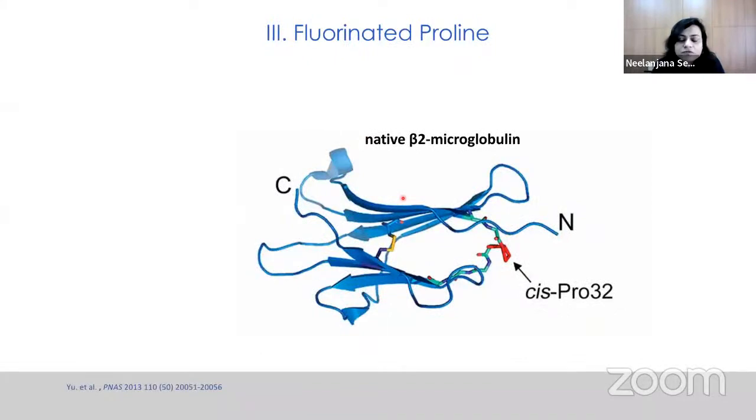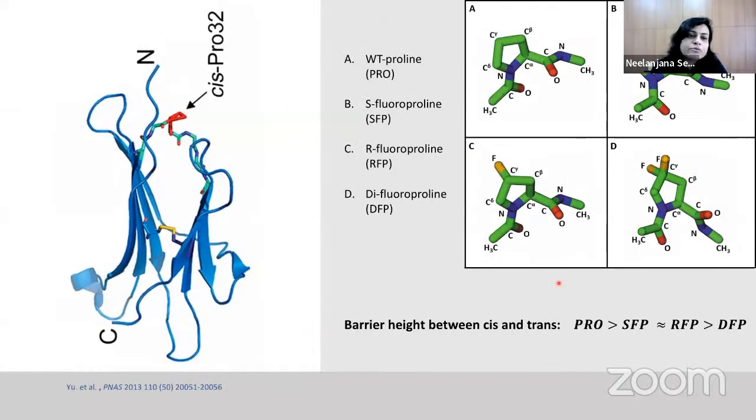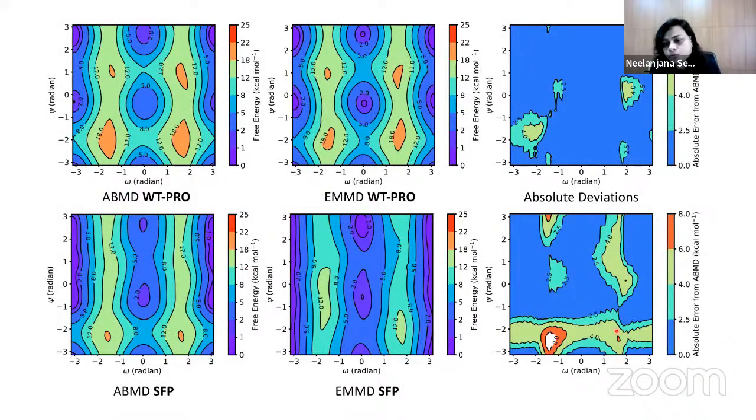Then we tried it with this particular protein, beta-2 microglobulin, and it has been experimentally shown that at position 32, where you have proline in the cis form, if you start fluorinating that proline, the cis to trans barrier is effectively altered. So we tried to reproduce this. We did not do it for the whole protein, but we took the fluorinated form of proline, and asked: can we reproduce this order with the EMMD method? And we find that we do.